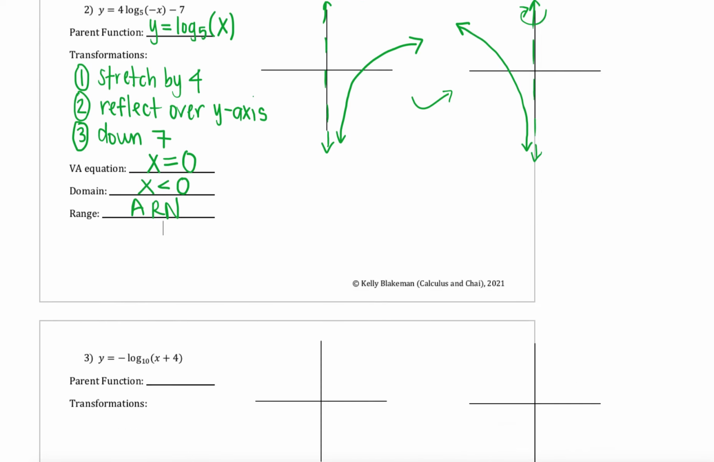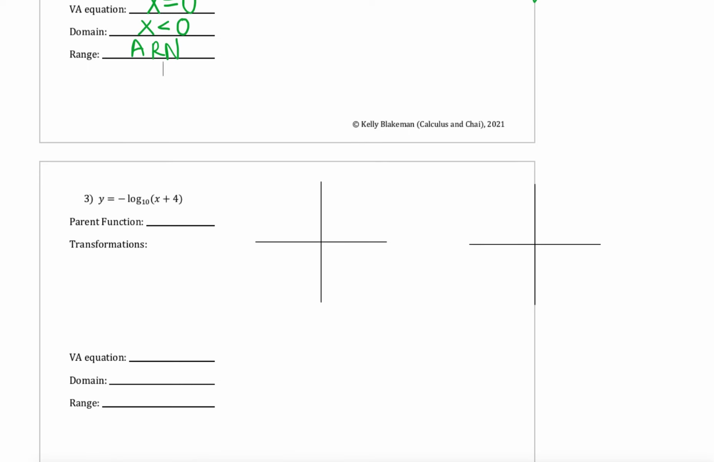We have 2 more examples to look at. So let's look at example 3. We have y equals negative log base 10 of x plus 4. Now I know in our last video we talked about if there's no base there, it's assumed to be base 10. So an equivalent problem to this would be y equals negative log of just x plus 4.